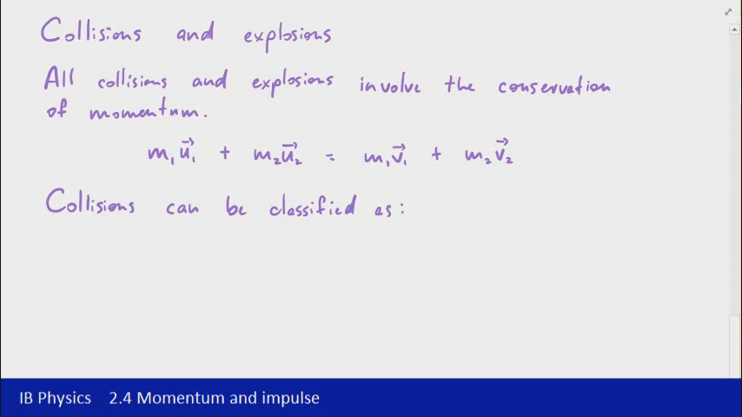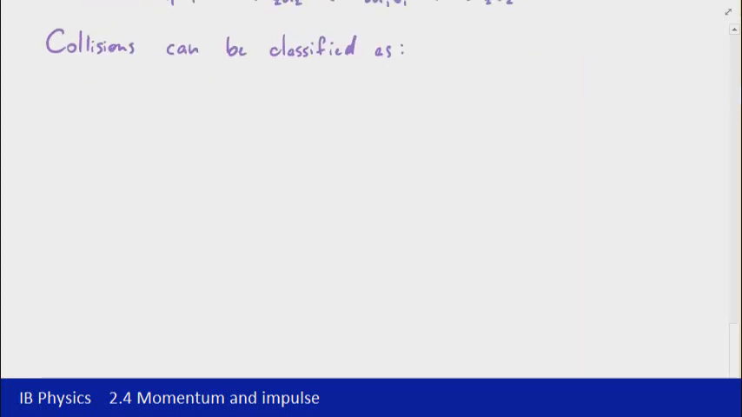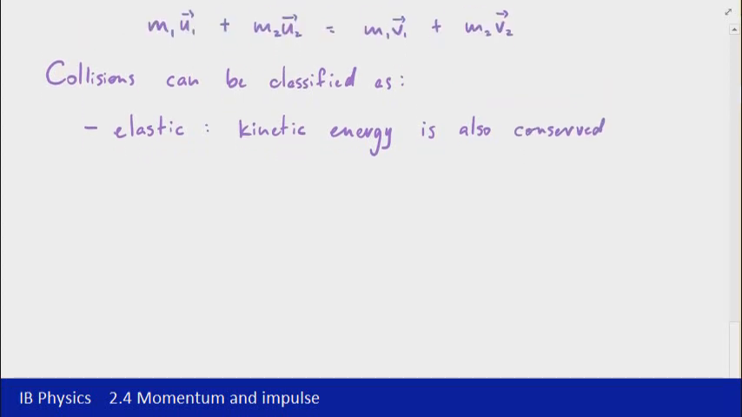And the first one is that a collision can be elastic. And what we mean by elastic is that in order to identify whether a collision is elastic or not, you need to look at kinetic energy. So for an elastic collision, kinetic energy is also conserved. So what we mean by that, similar to this equation that we've got for conservation of momentum, we can go through the whole derivation, but I'll just write the final equation.